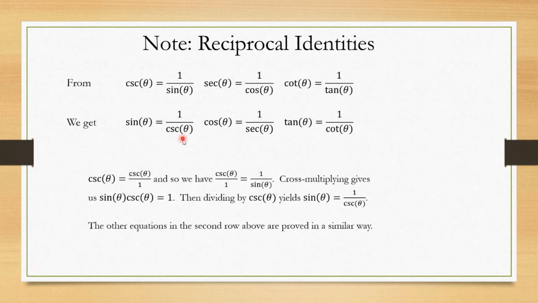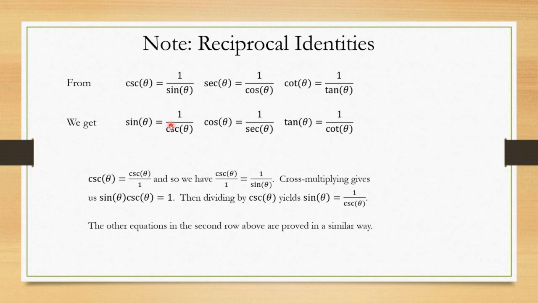So you get sine of theta is 1 over cosecant of theta. Same thing with secant and cosine. From here, you get cosine of theta is 1 over secant of theta. Tangent of theta is 1 over cotangent of theta. That's what we get here.